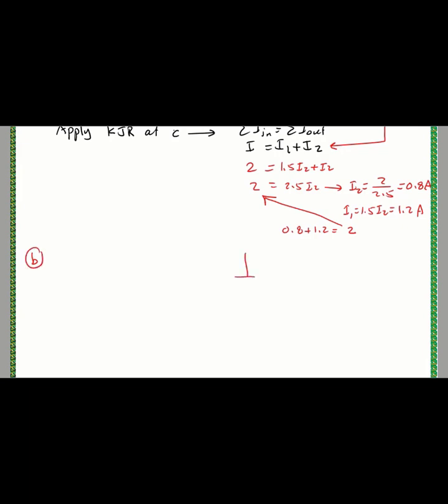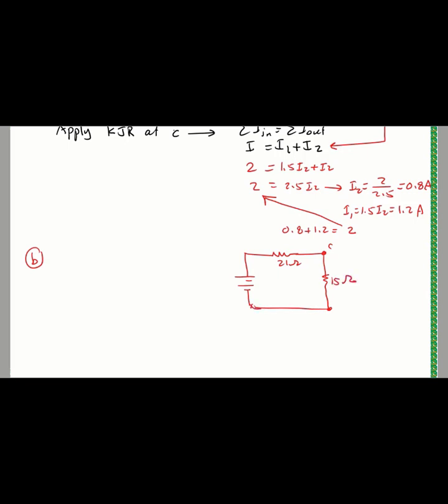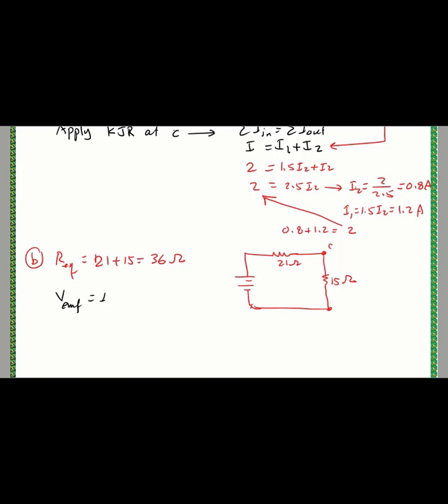like this. This is our battery. This circuit is 21 ohms. This point is C and this point is D. We replace the parallel with 15 ohms. So R equivalent equals 21 plus 15, which is 36 ohms. Now the EMF equals I times R equivalent. 2 times 36, it is 72 volts.